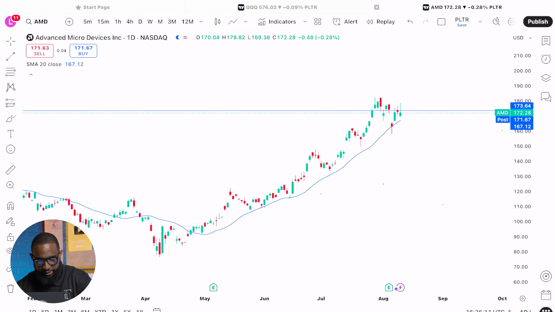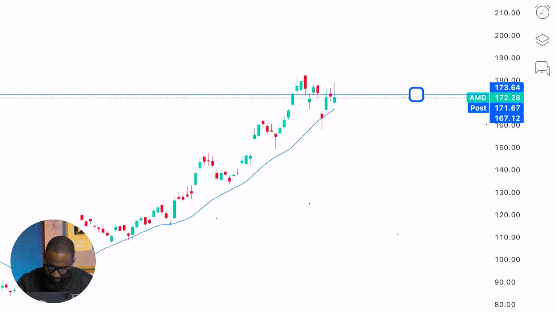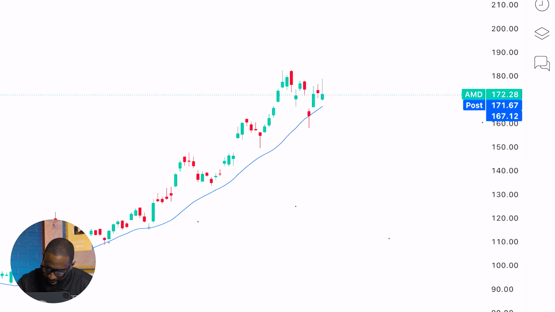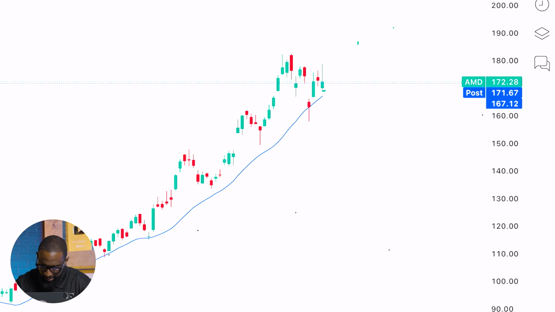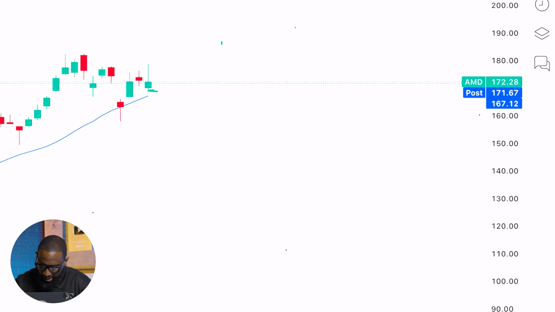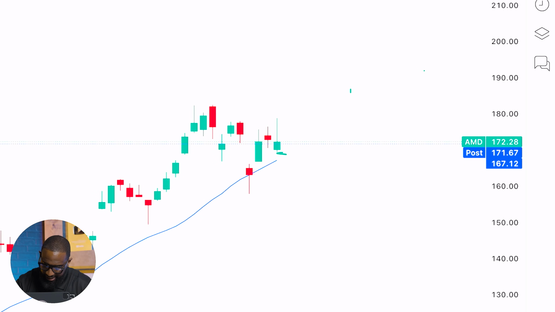So the first thing we're going to do is look at our current candle. The current candle is right here. So what we want to do is see what happens with this candle. What this candle tells us is that it opened low. Let me open this up so y'all can really see it. As this candle opened, it actually opened lower than the previous day's candle.